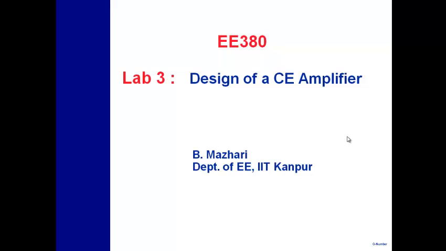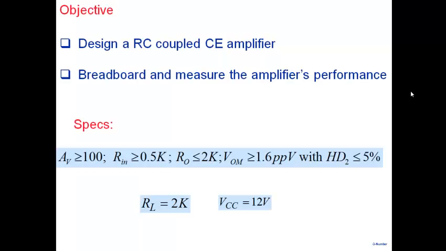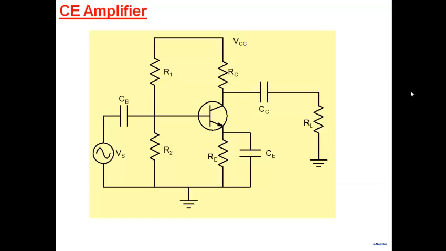This one is about our experiment number 3, lab 3, which is a design of a common emitter amplifier. And let me tell you what these specifications are. So what we have is a well-known RC coupled common emitter amplifier, which is over here. And so this is the amplifier that you have to design.